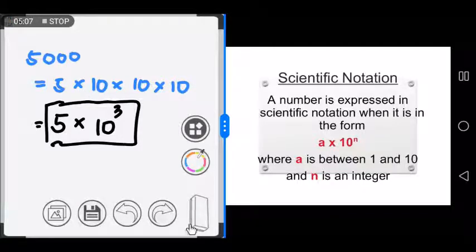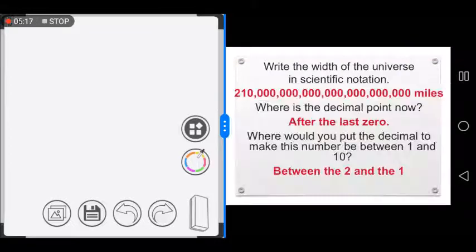Ngayon, meron po bang cases na negative ang exponent? O mamaya ipapakita natin kung paano yon. So, bigay tayo ng example. So, write the width of the universe in scientific notation. So, ito daw yung width ng ating universe. Medyo mahaba yung number, no? So, the first guide question is, where is the decimal point now? It's after the last zero, no? So, bago yung word na miles dun sa ating given. Then, where would you put the decimal to make this number between 1 and 10? So, it's between 2 and 1. Diba? So, ibig sabihin, A will be equal to 2.1.